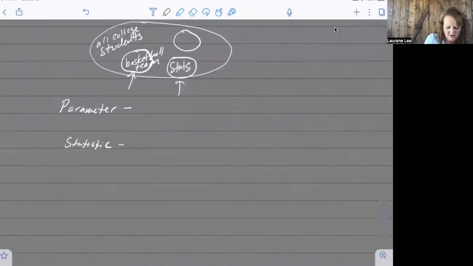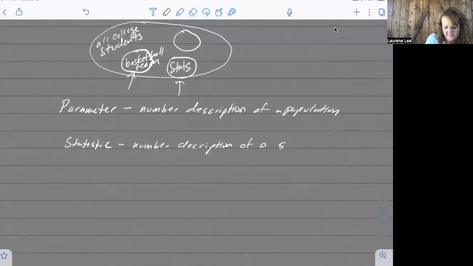A parameter is a number description of a population. And a statistic is a number description of a sample. Okay.